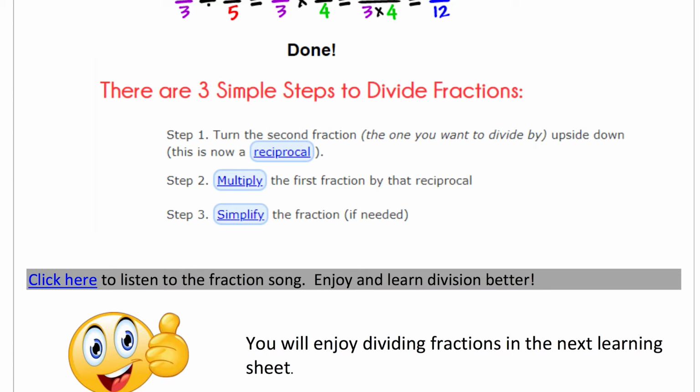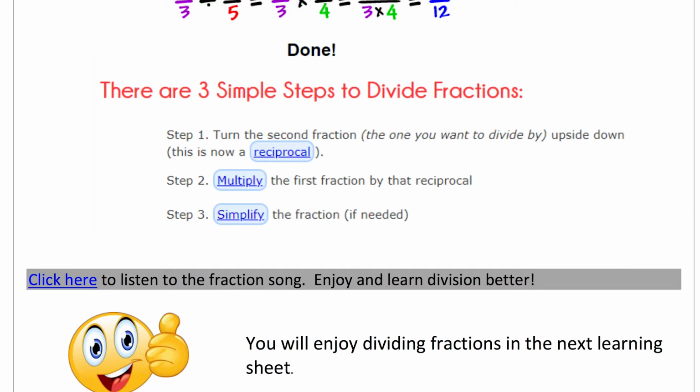Step 1, turn the second fraction upside down. That is now a reciprocal. Okay, first is turn the second fraction upside down, that means make the reciprocal. Step 2, multiply the first fraction by that reciprocal. Step 3, simplify the fraction if needed.